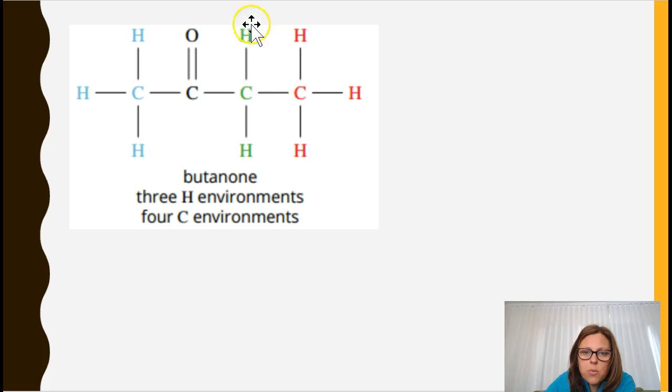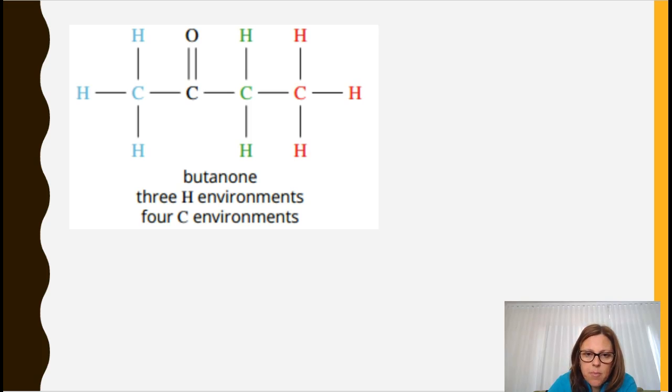Now, if we look at this hydrogen here and this hydrogen here, they're the same chemical environment. So these two won't produce different peaks. These two are the same hydrogens, but this one is next to a CH3 group here. This one is next to a carbonyl group. So again, it's different to these hydrogens and it's different to these hydrogens. So we're going to see 3 hydrogen environments here.